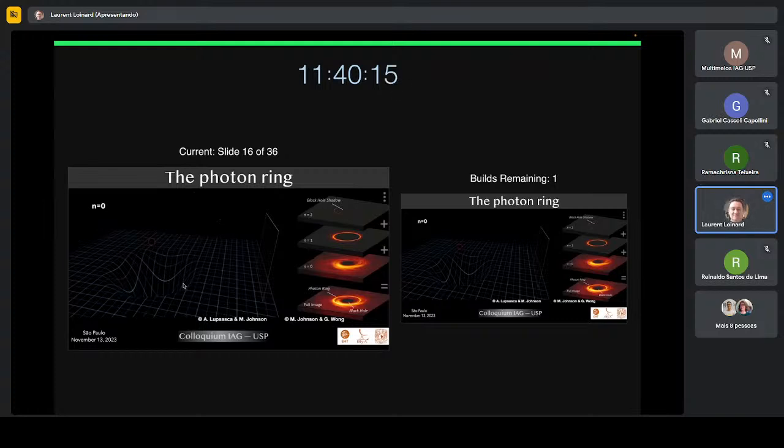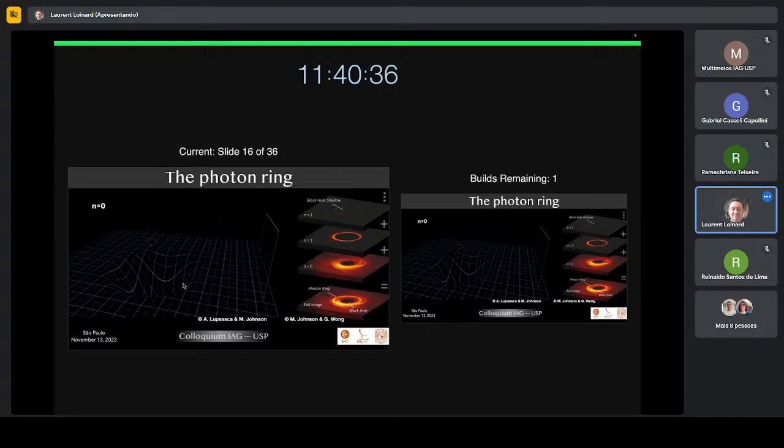Here's the black hole. This is the drawing of the perturbation of space-time due to the black hole. And here is the photon sphere. That region is called a photon sphere precisely because of this, because photons stay in orbit on that sphere. That's why it's called this.